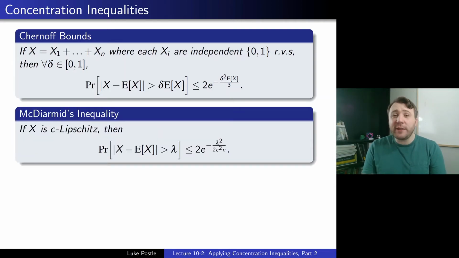More generally, we had McDiarmid's inequality: if X is c-Lipschitz, then the probability that |X minus E[X]| is greater than lambda is at most 2e to the minus lambda squared over 2c squared n. So this was better as it doesn't have to be a sum, it just could depend on n different independent trials, and changing each trial changes X by at most c.